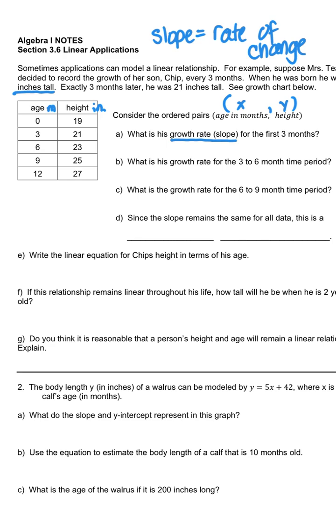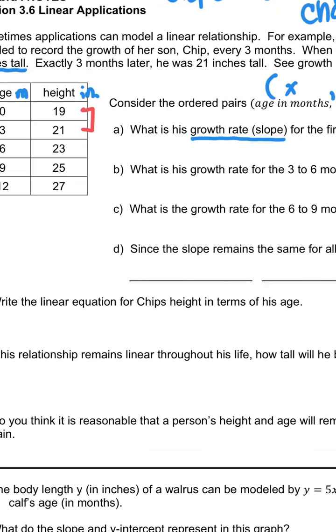So it says, what is his growth rate? See, there's that word rate, just like what we wrote up here. So let's find the slope for his first 3 months. His first 3 months will be 0 to 3 months right there. So let's go ahead and set this up. We remember our y2 minus y1 over x2 minus x1. So let's go ahead and write this.